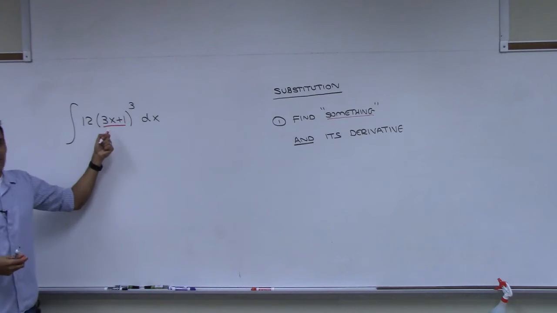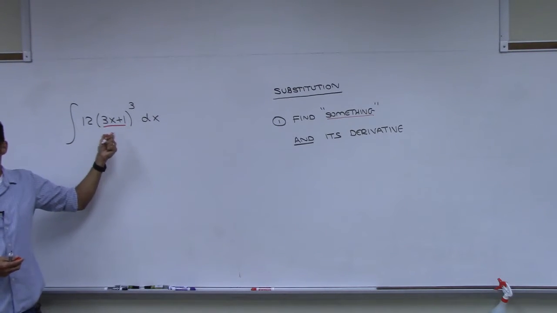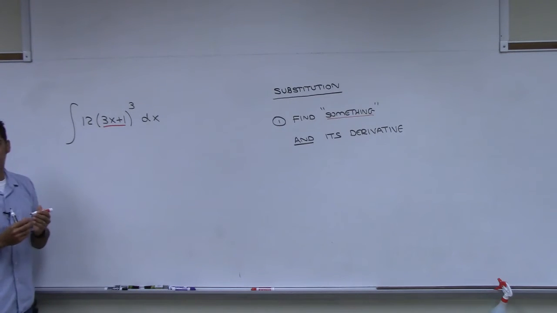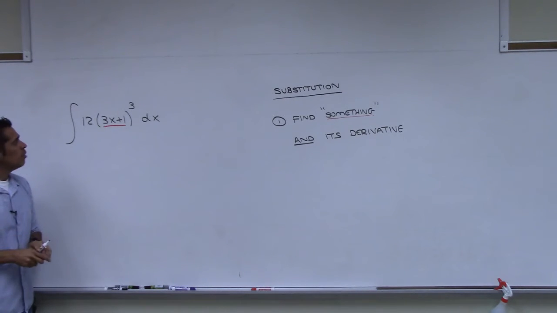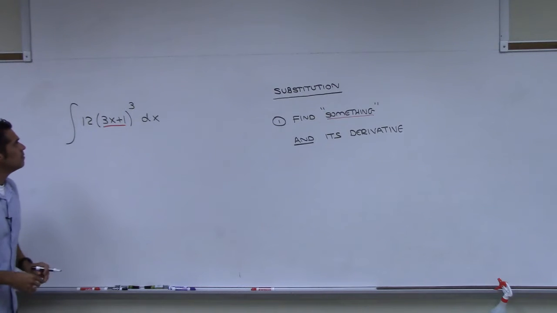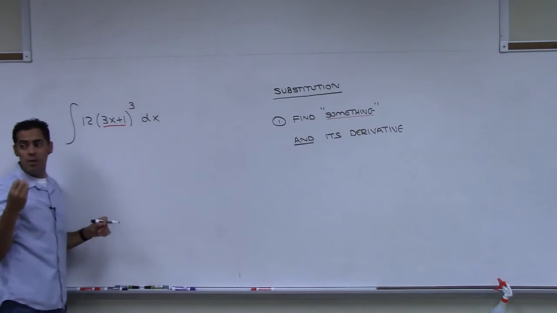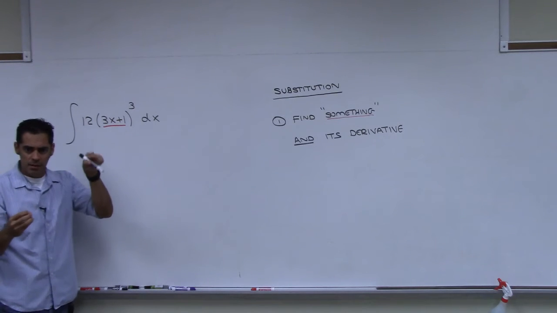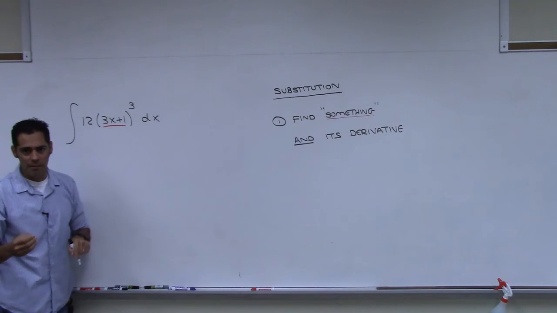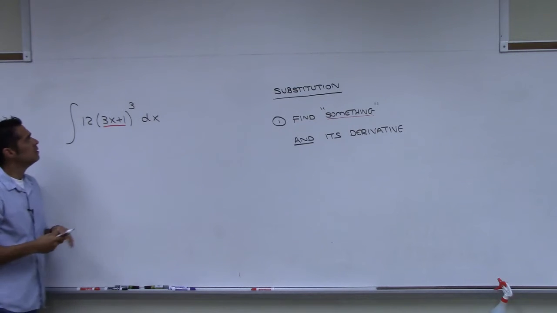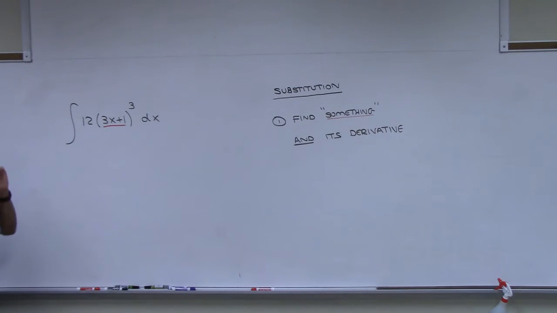You said the derivative of 3x plus 1 was what? 3. Do you see a 3 in here? Well, the power 3, yes, I agree, but that's a power 3. Do we see the number 3, like 3 being multiplied by something? Where? This is 4 times 3. 12 is 4 times 3, isn't it?